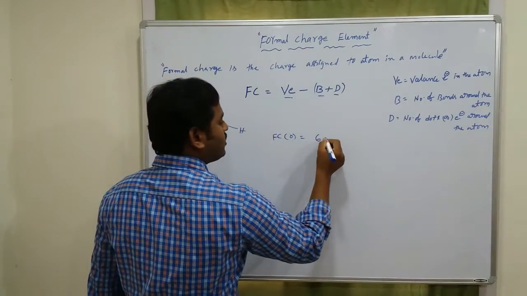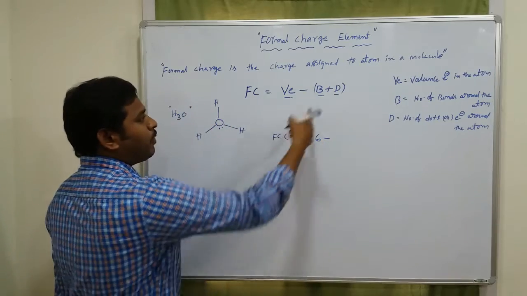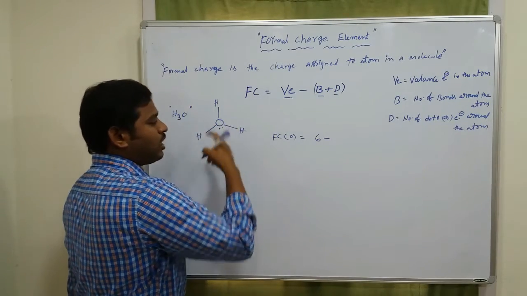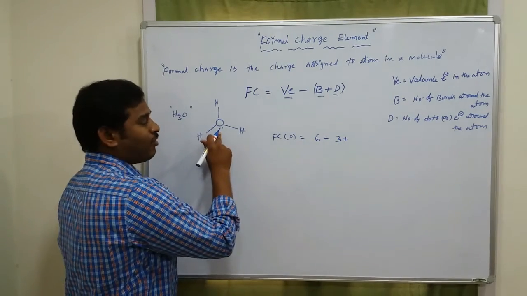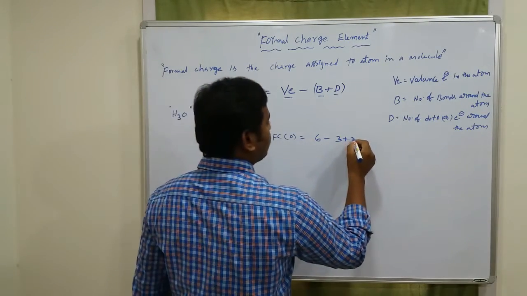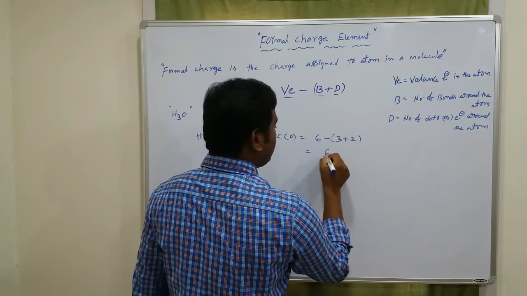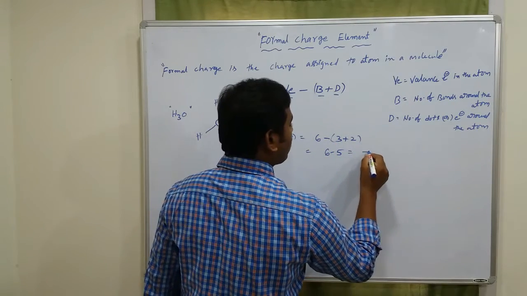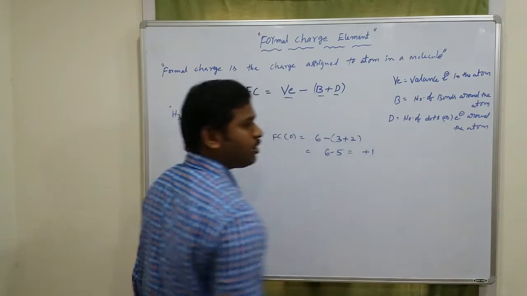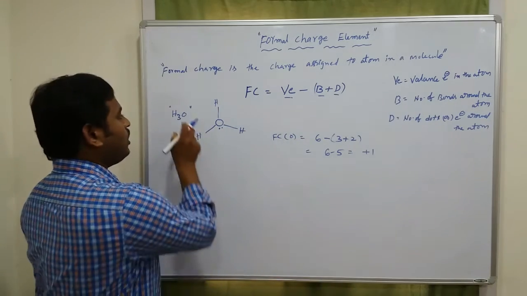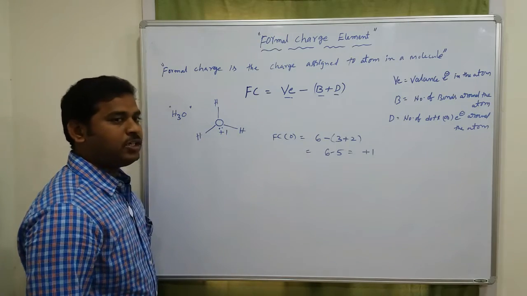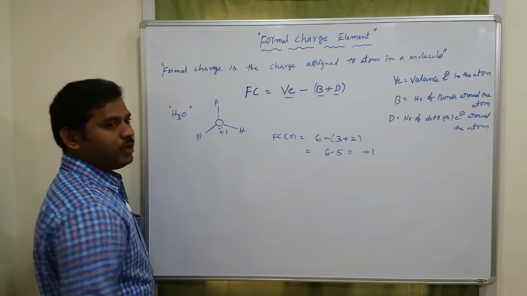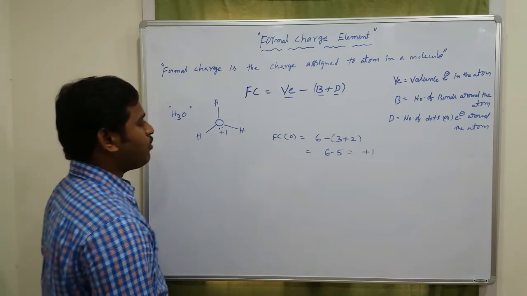So it is 6 minus the number of bonds around the oxygen atom, there are 3 bonds, plus the number of electrons around the atom, which is equal to 2. So 6 minus 5 equals 1. It is nothing but +1. So in the H3O+ molecule, the oxygen carries a positive charge, that is +1. So it is its formal charge in the molecule.